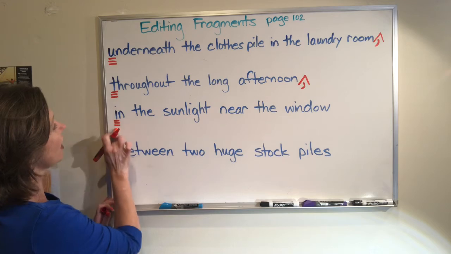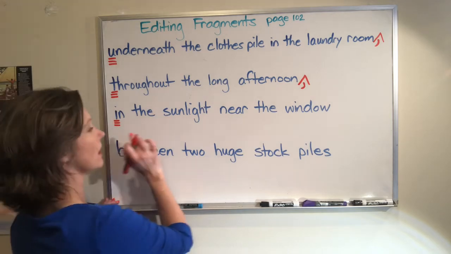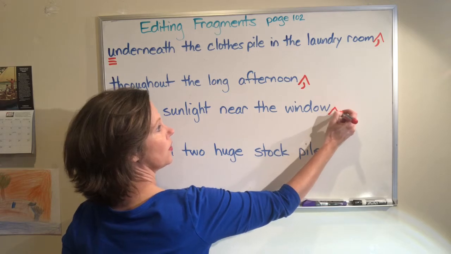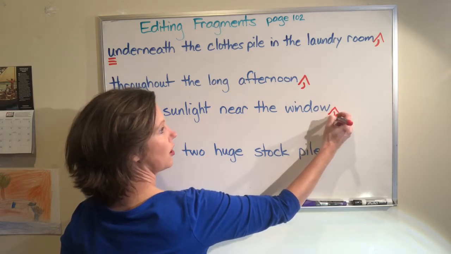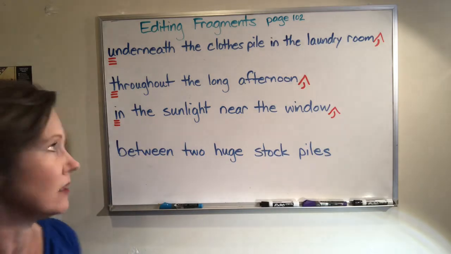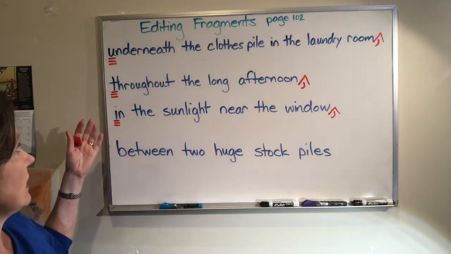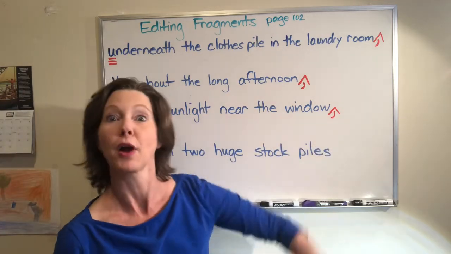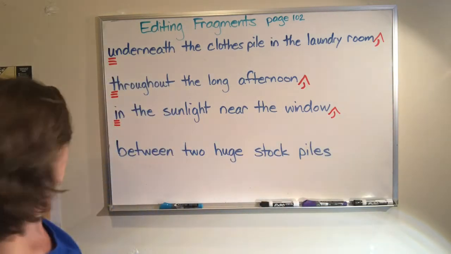Triple underline your I to show you need a capitalization there. And then put your arrow, your caret, and your comma to show that you're going to insert the comma there when you rewrite the sentence. Then you could rewrite the sentence to say, in the sunlight near the window, the plant thrived. That would work. You could come up with another one.